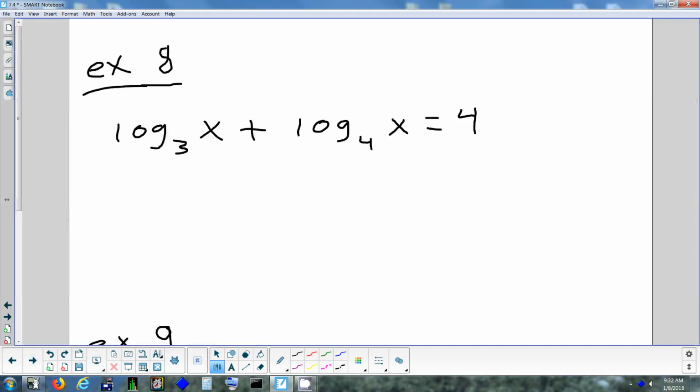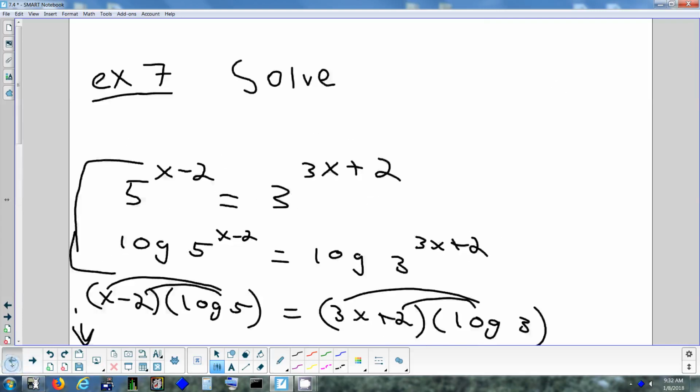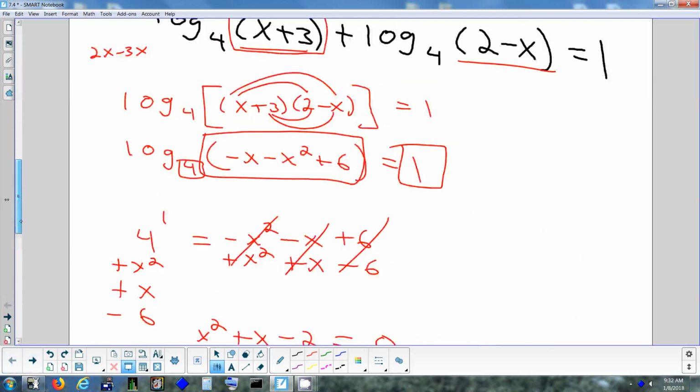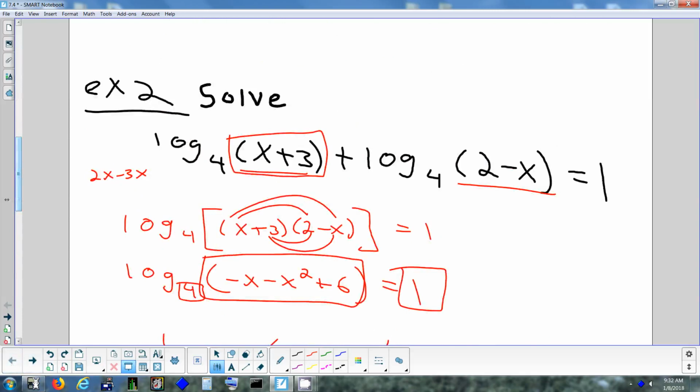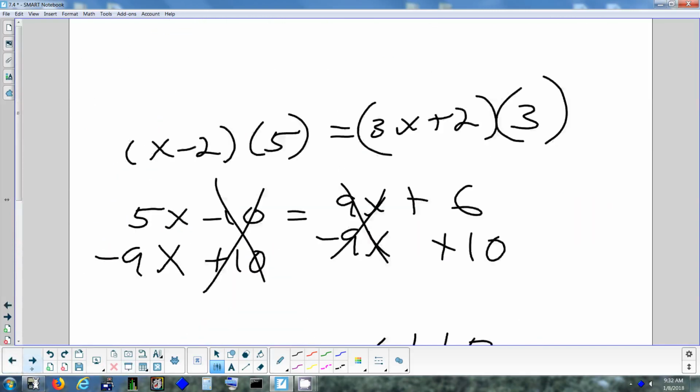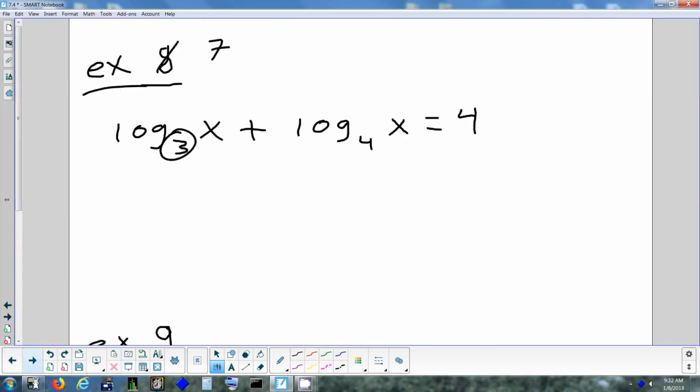So if you look at example 8, or whatever number, I think it's actually 7, because we skipped one. But if you look at that one, you have a log plus a log equals a number. And then if you look back at example 2, a log plus a log equals a number. If you look quickly, you might say, oh, it's the same kind of thing. Not really. Okay, that one, the bases are the same. This one, the bases are different. So you cannot use your rule to combine them together.